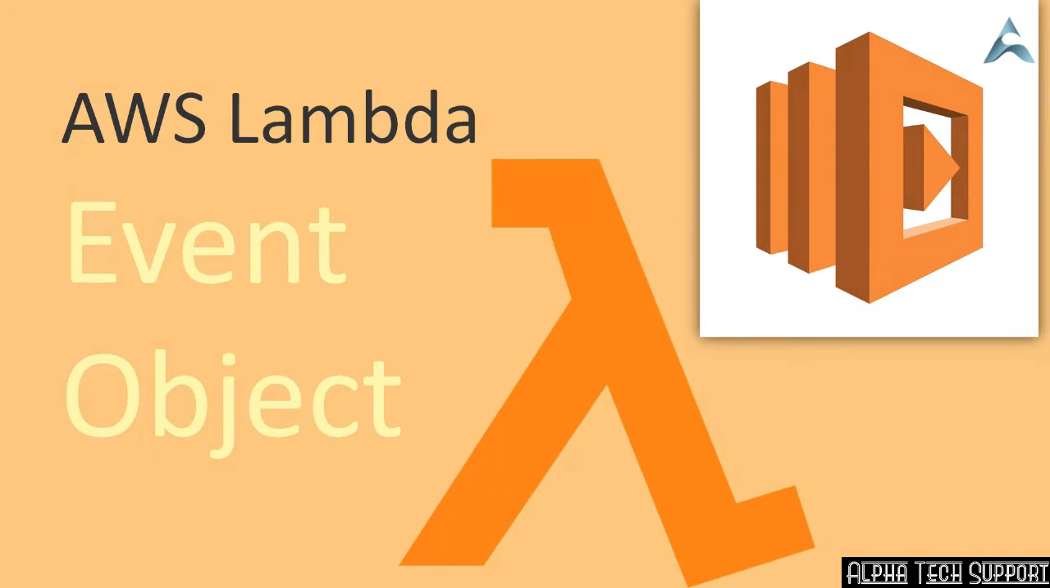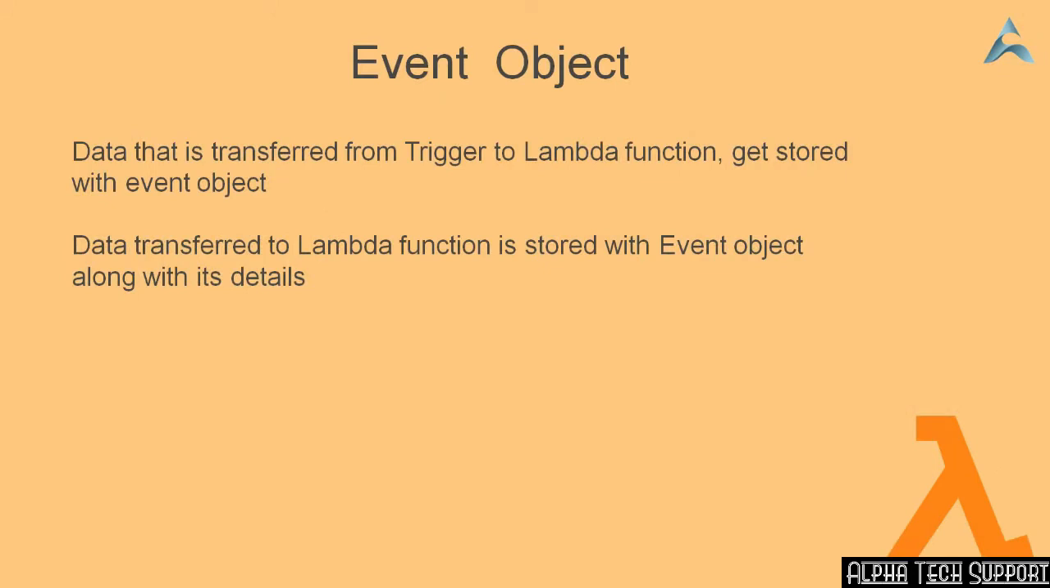We have learned the handler function and how Lambda functions work internally, and now we are going to explore the three objects one by one. Here we are going to learn about the event object, the first object for the Lambda handler function. So what is an event object? The event object is the first object where data that is transferred from the trigger to the Lambda function gets stored, along with the details.